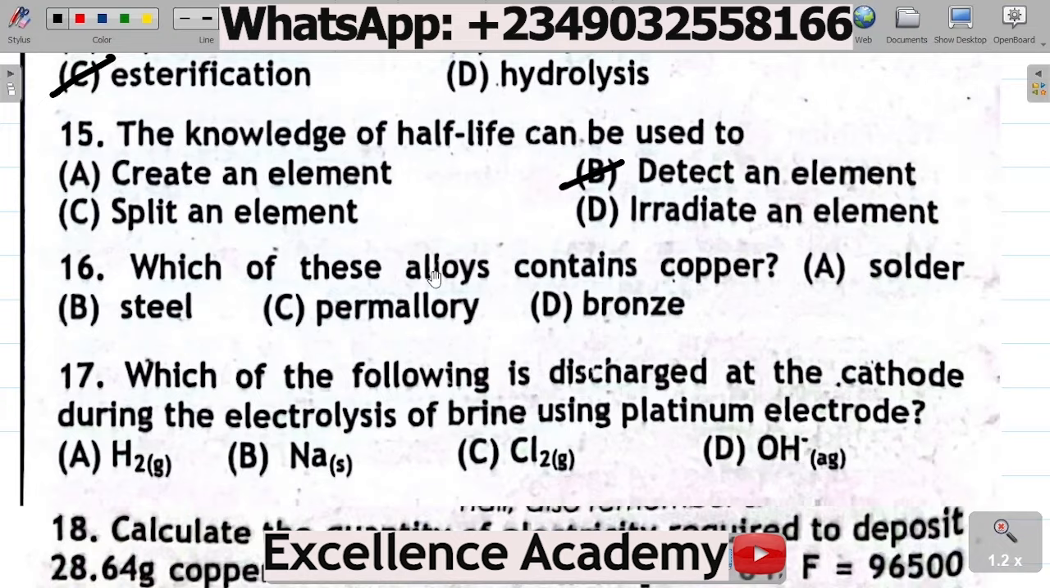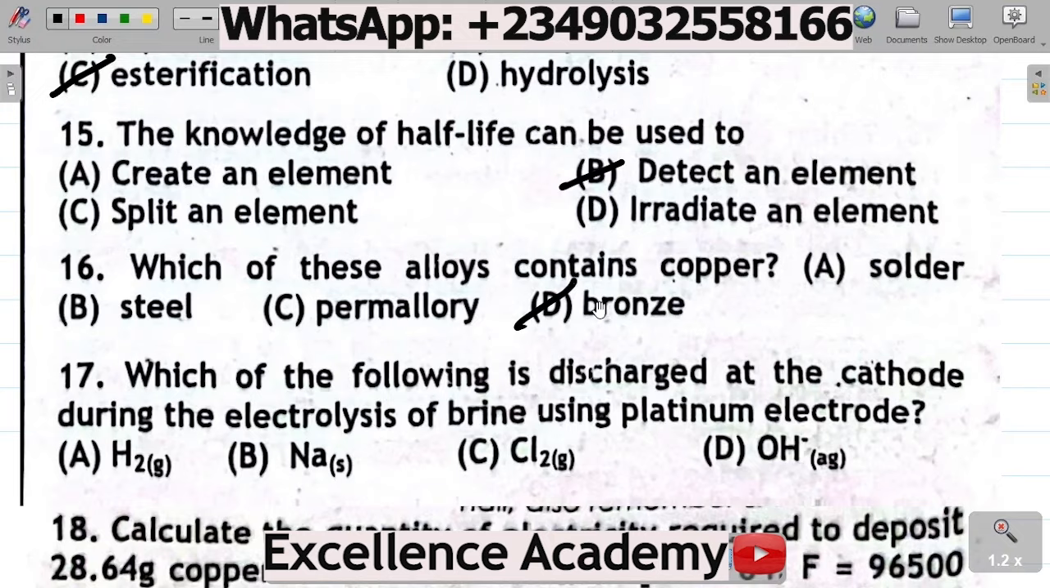All right, next up, question number 16. 16 says, which of these alloys contains copper? A, solder, B, steel, C, permalloy, D, bronze. All right. Now, for this question, the correct answer there is bronze. Okay.